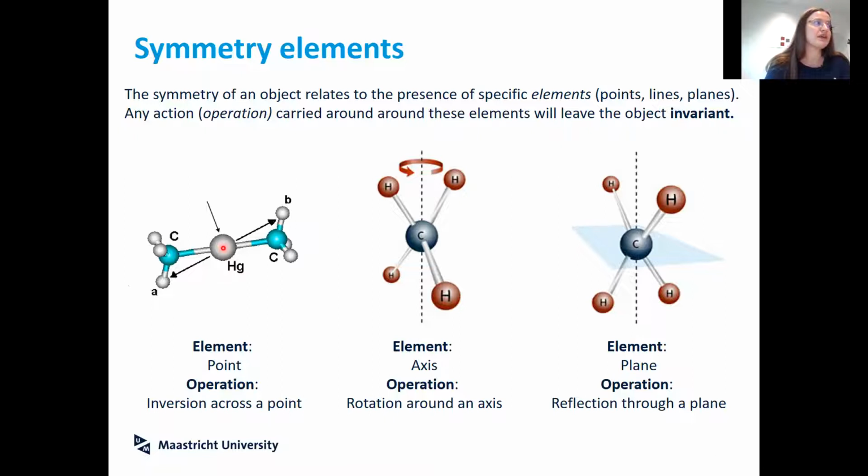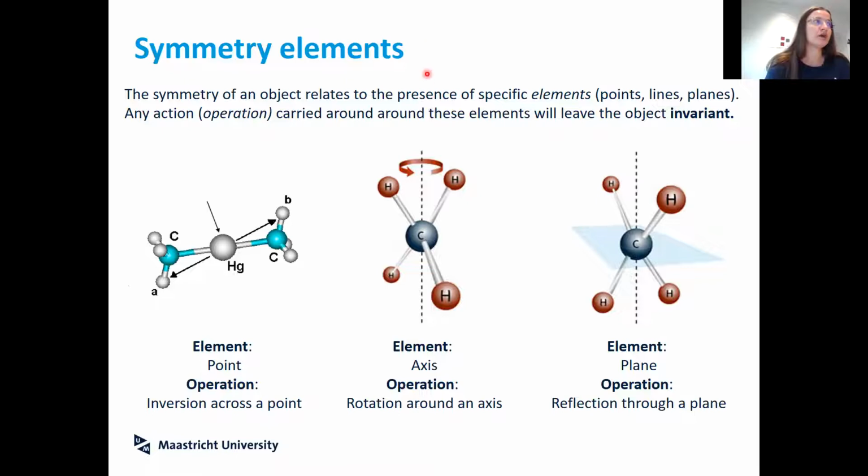So for instance, in this case, you notice here that you have this point in the middle. The object is symmetric with respect to the operation of inversion across the point. So if you invert everything that is on this side, you find yourself with everything that is on this other side, which means that the object has a point of inversion and is symmetric with respect to the operation of inversion. You can also have an axis.